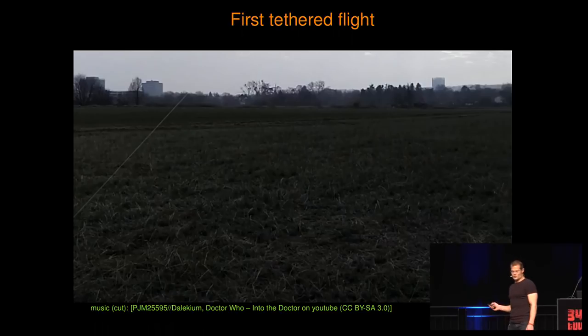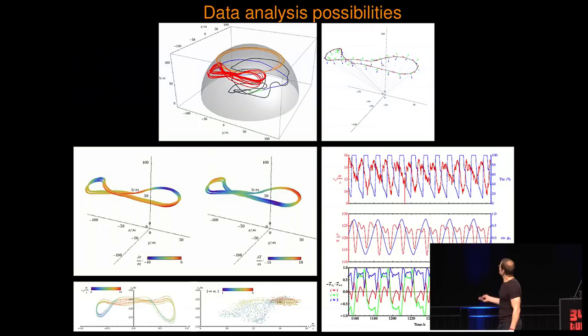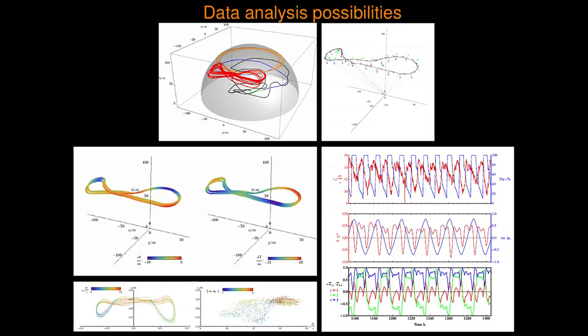Yeah, the whistling sound you heard at the end is the tether being dragged through the air. So there was really tension on the tether. And you can also see this if you do a data analysis on the flight data later. So here are, for example, multiple possibilities. You have a lot of data which it is possible to analyze.